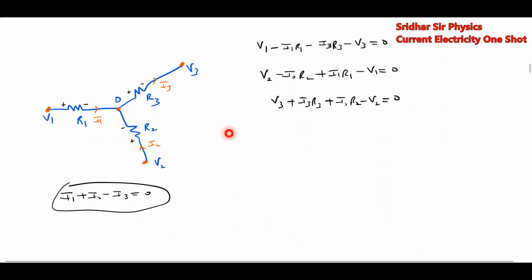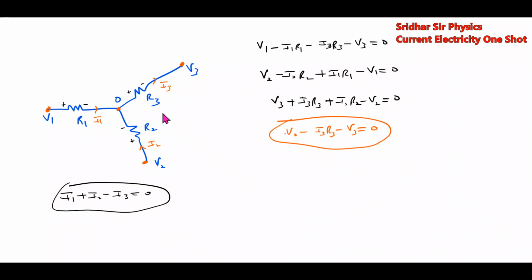Then I1, I2, I3 are the three unknowns, and we solve the equations. We'll get the expression for V0. How to find V0? V0 minus I3 R3 minus V3 equals 0.